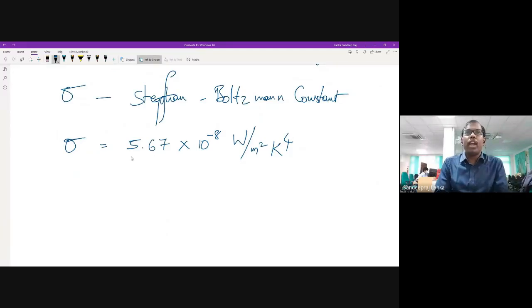There is a simple way to remember this. It is simply 5678. 5.67 into 10 to the power of minus 8 is the value actually. But if you remember 5678, you can remember the Stefan-Boltzmann constant very easily. 5678 is the code to remember your Stefan-Boltzmann constant, right?